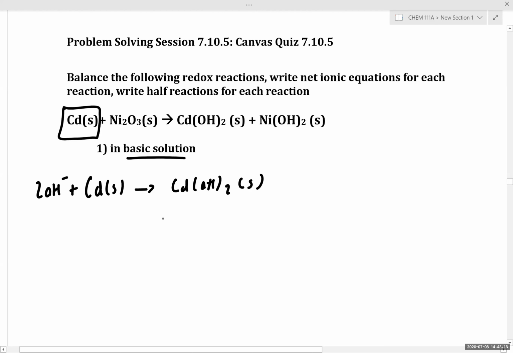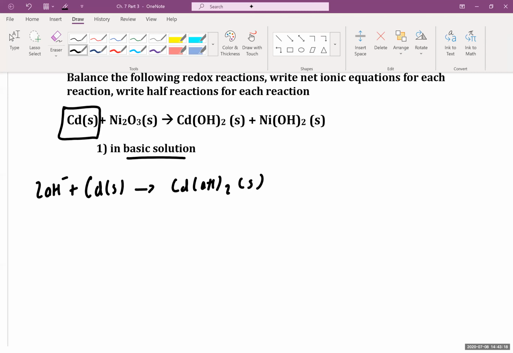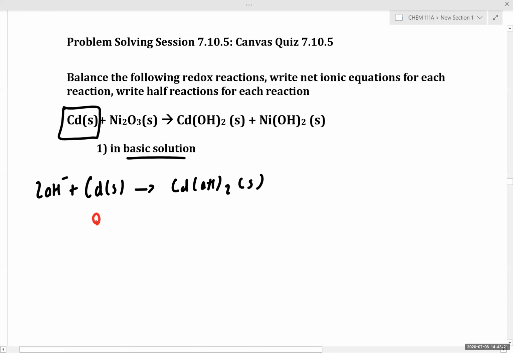Okay, now let's do some electron counting. Cadmium solid has an oxidation number of 0. Cadmium hydroxide has an oxidation number of +2. Okay, so now that we have that established, how many electrons did we lose? What is our delta? 2 minus 0 gives us 2 electrons lost. So this is our oxidation half-reaction.